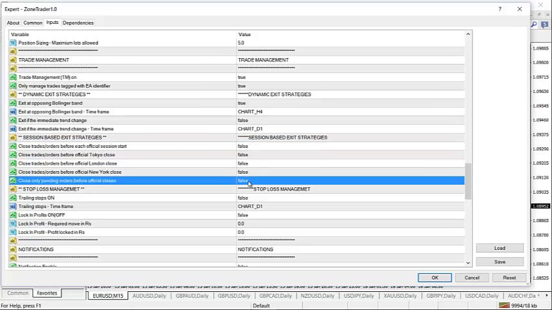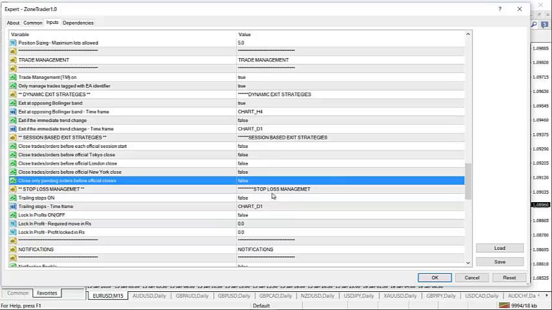Last value here, close only pending orders before official closes. What this means is that if you've used these values here, so for example close trades and orders before official London close, then rather than closing both trades and orders, you may just want it to close any pending orders and leave active trades running. So if we set this to false, then it closes both. If you leave it to true, it will only close the pending orders and leave those active orders running, just because there may be longer term trades, for instance.